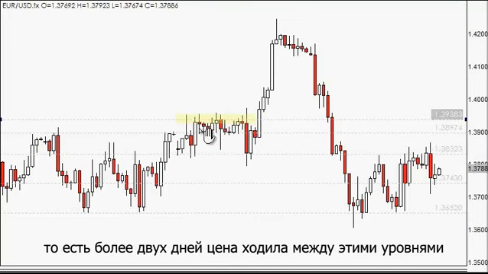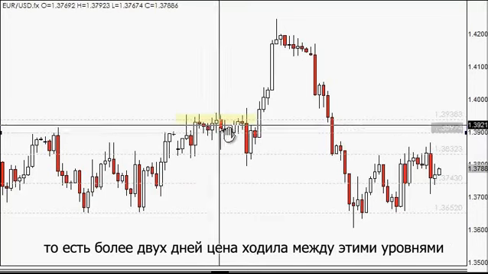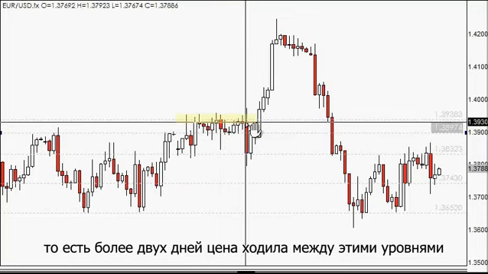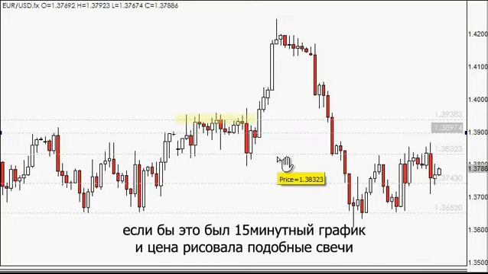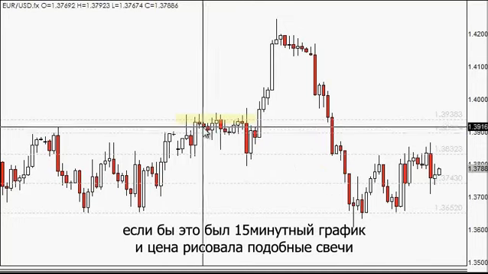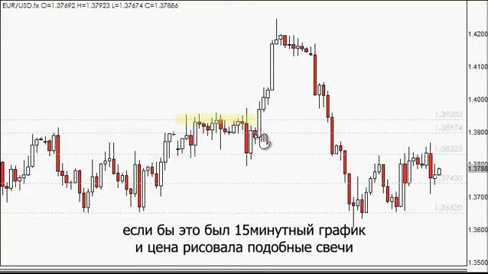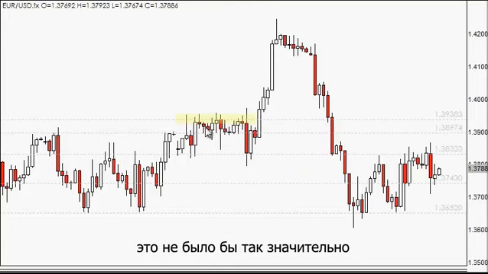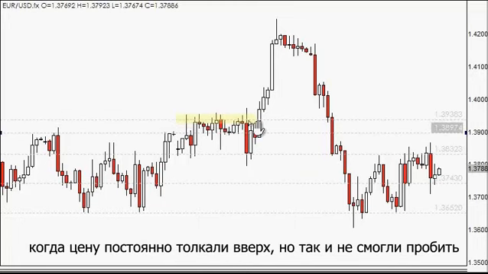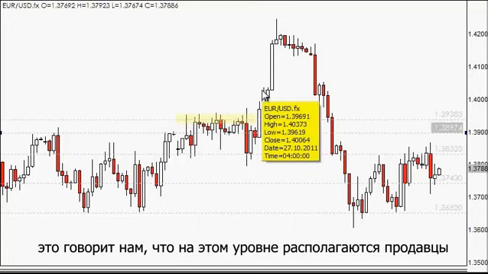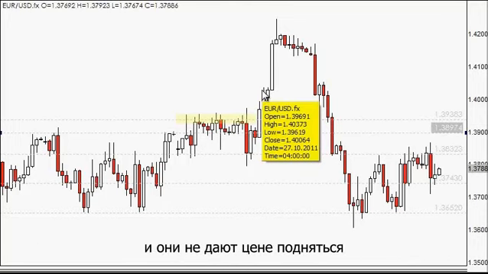For 2 days, it just bounced against this area of resistance continuously. So that tells me that there definitely is resistance there. I mean, if this was a 15-minute chart and it bounced against an area of resistance for this many candles, it wouldn't be as significant. But this is 2 days where it just continuously tried to break here and it couldn't do it. So that tells you that there are sellers there, and they were not letting the price go up.